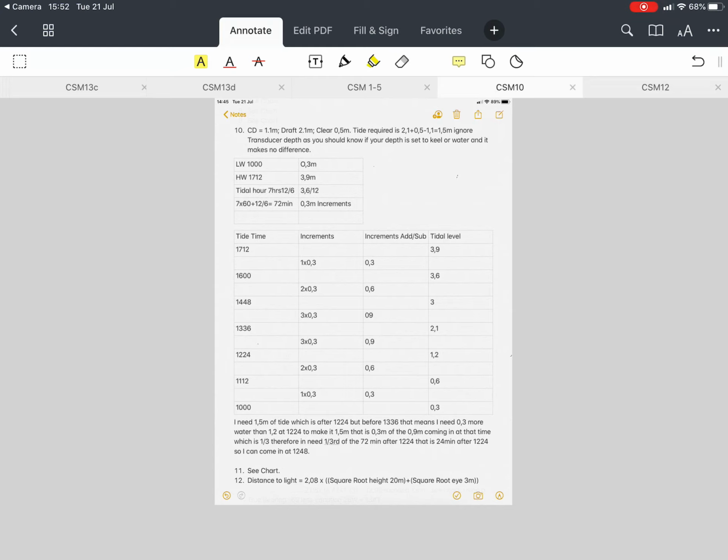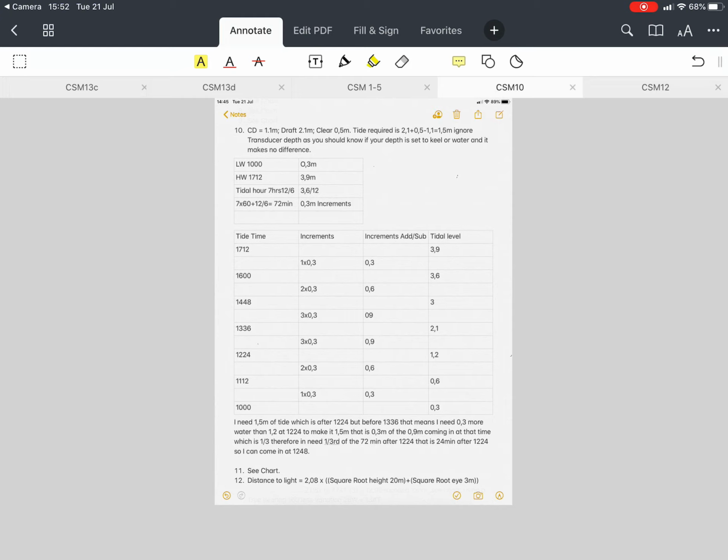If I look at the tidal hours, and I'm looking for a tidal hour, divided by 6, I end up with a 72-minute tidal hour. If I look at the range, I end up with a 3.6. I'm really working with the rule of 12, so I've got 0.3 increments. So this tells me I'm going to have my 1.5 between 12:24 and 13:36.